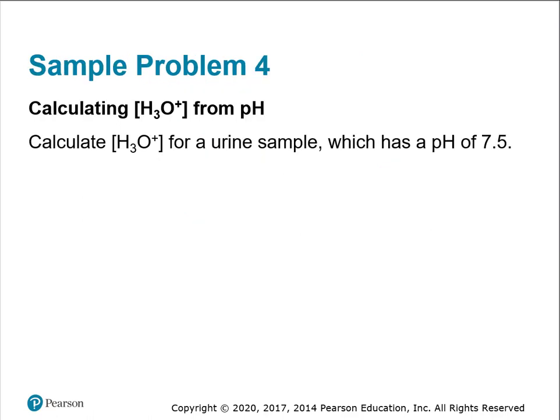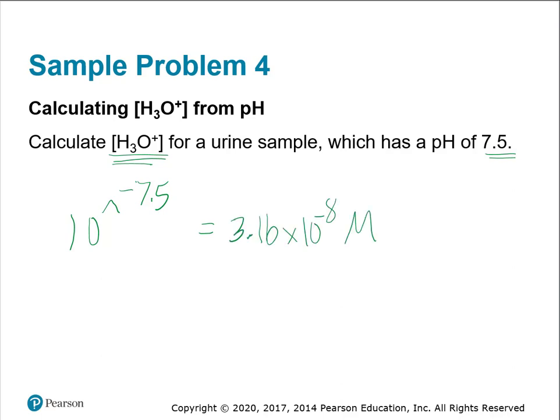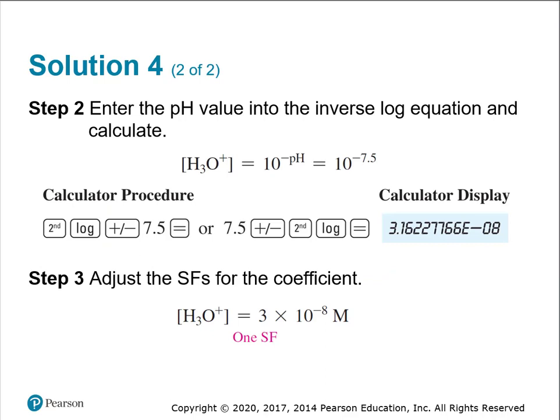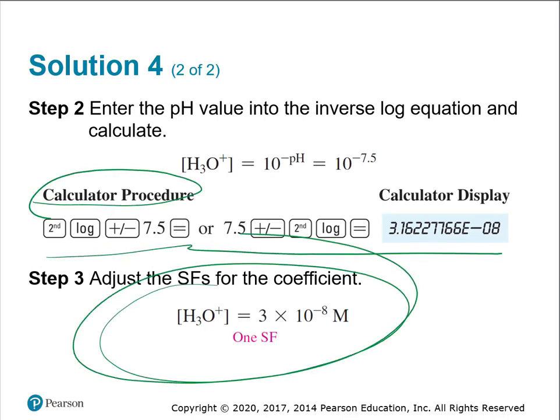Let's try this sample problem. We want to find the hydronium ion concentration for a urine sample that has a pH of 7.5. We're simply going to, in our calculator, type in 10 raised to the negative 7.5. And if you put that into your calculator, we should get 3.16 times 10 to the negative 8 molarity. You could type in either of these calculator procedures, giving us our answer of 3 times 10 to the negative 8 molarity.